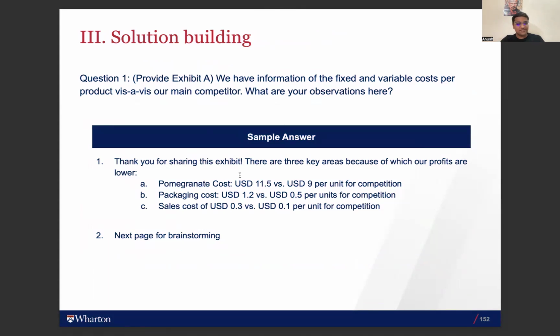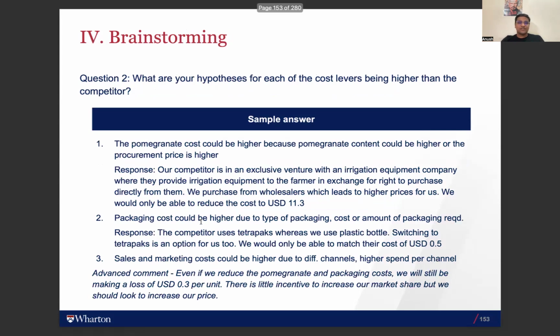Okay, so you will say thank you for sharing this exhibit. There are three key areas because of which your profits are lower. One is pomegranate cost, second is packaging cost, and third is sales cost. Rest are all either same as competitor or lower. And then you will say why these might be higher, because we have to brainstorm. We have to ask the interviewer what information the interviewer has regarding these costs, what information the client has provided, and what do you think. That is also important, why these costs might be higher. So that is what we have been brought for.